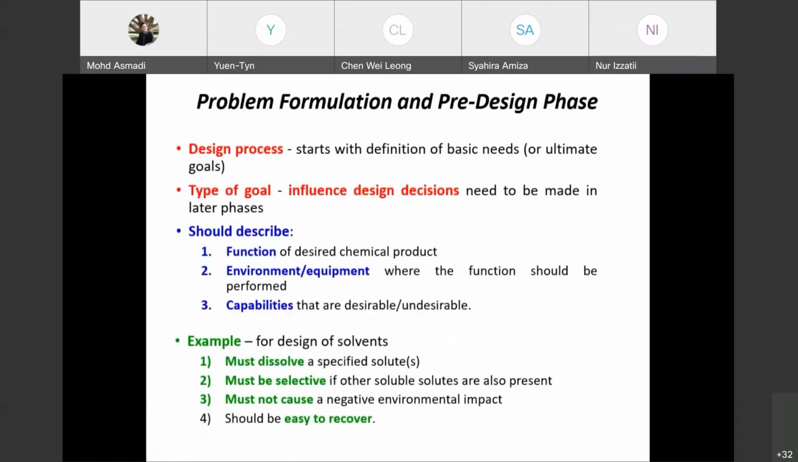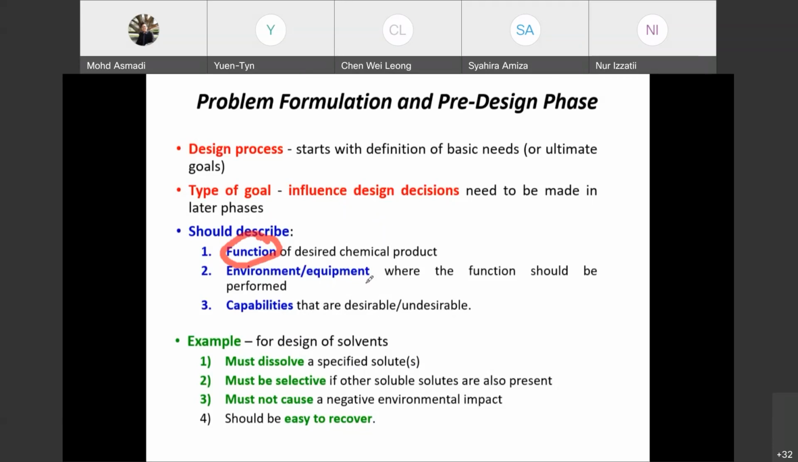The goal should describe first the function of the desired chemical product. What is the main function? Like water purifier, it should filter the pollutants, or air purifier. So we have to filter or remove the pollutants. Also the environment or equipment where the function should be performed, and the capabilities that are desired or undesired.